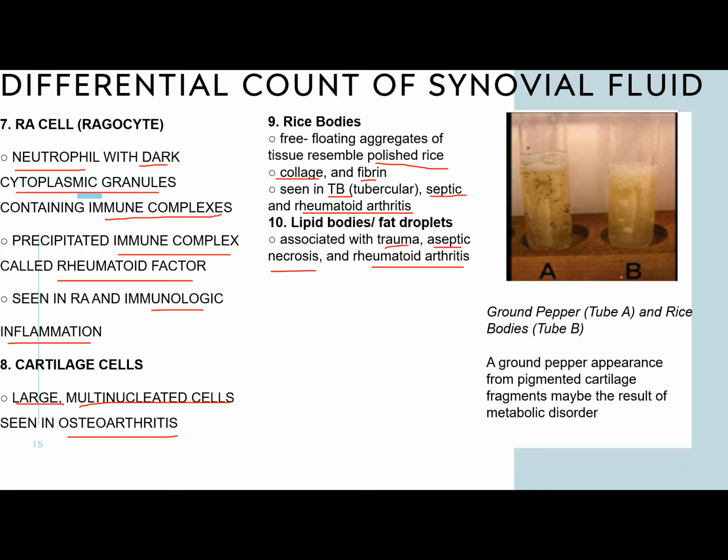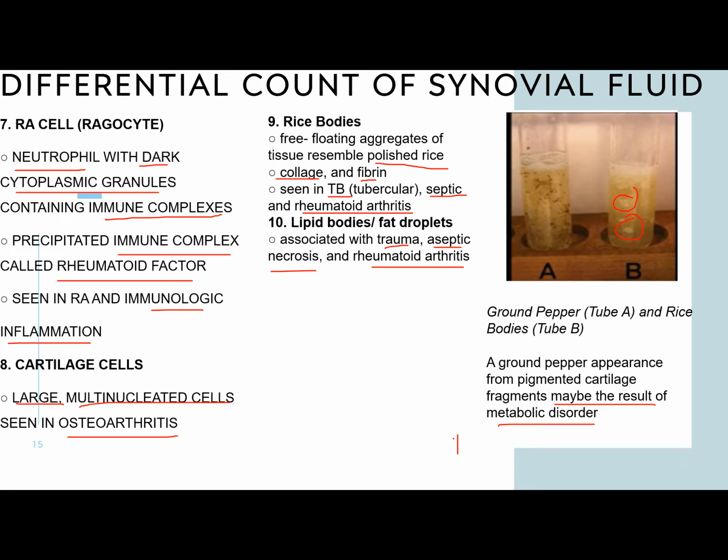So on the right side, class, in this picture, your tube A is the ground pepper bodies and your tube B is the rice bodies. If you take a look, class, it looks like polished rice, white. So a ground pepper appearance from pigmented cartilage may be the result of a metabolic disorder. Take note of that, class.